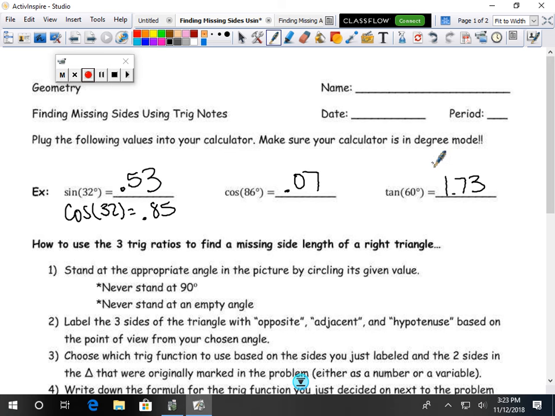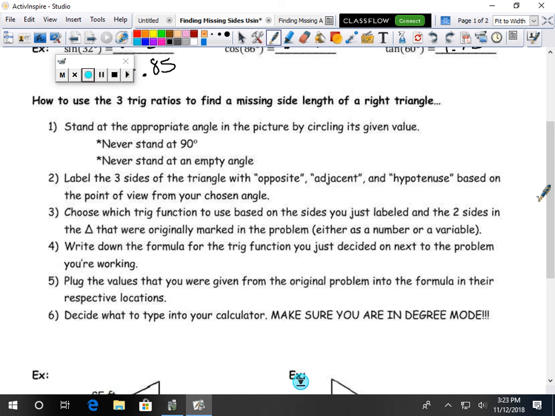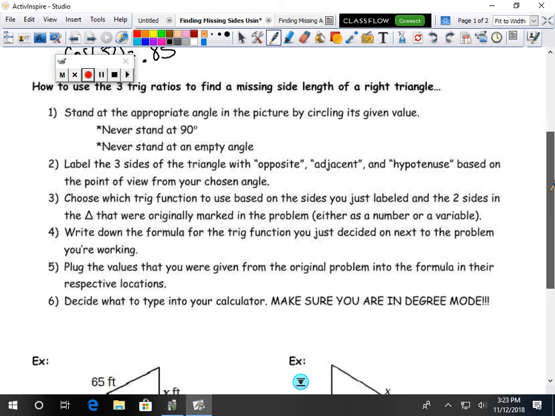So how to use our three trig ratios to find a missing side length. Step one, you're going to decide where to stand, so where to draw your little stick man. We're never going to use 90 degrees, and we're never going to use an empty angle. Step two, you're going to label the sides O, A, or H, depending on the information you got. Step three, you're going to choose which trig function you should use to solve these. Step four, write down your formula. Step five, plug in the values. And then step six, type everything in your calculator to solve.